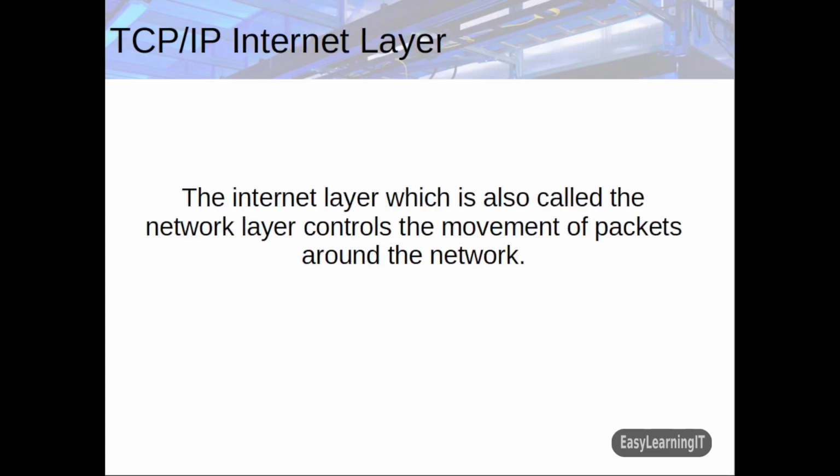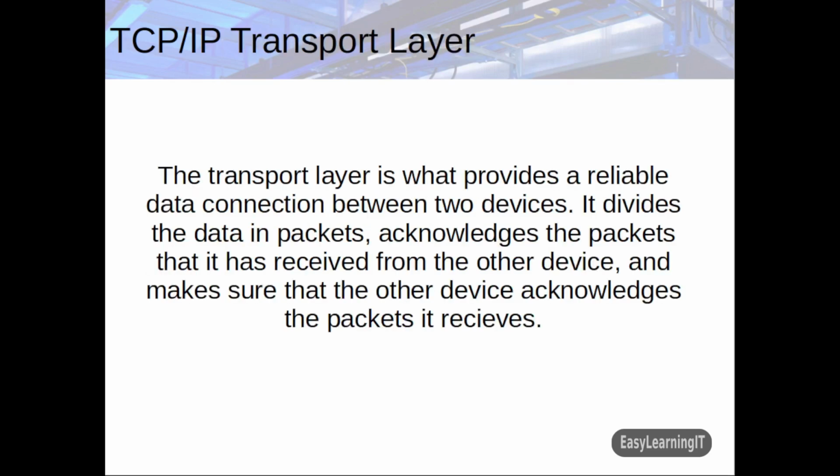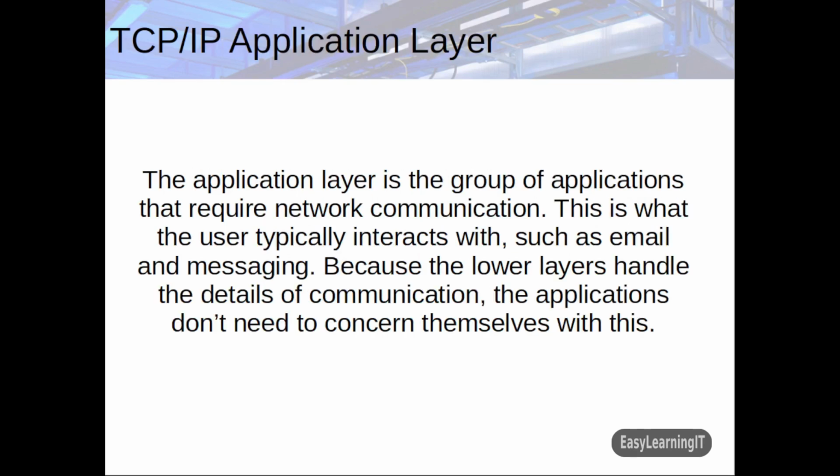TCP/IP Internet Layer. The Internet layer, which is also called the network layer, controls the movement of packets around the network. TCP/IP Transport Layer. The transport layer is what provides a reliable data connection between 2 devices. It divides the data in packets, acknowledges the packets that it has received from the other device, and makes sure that the other device acknowledges the packets it receives.